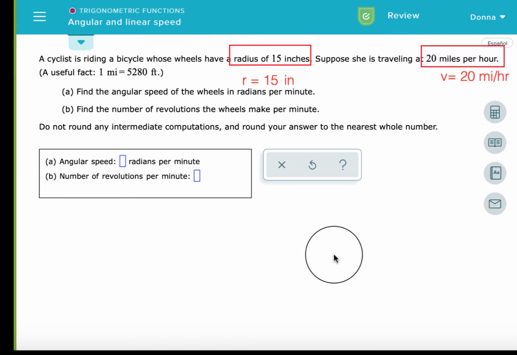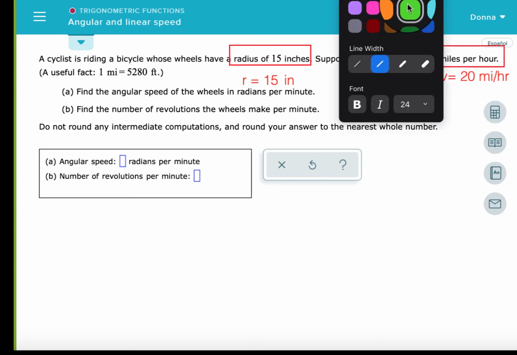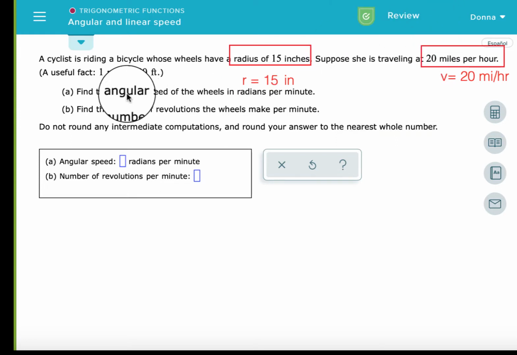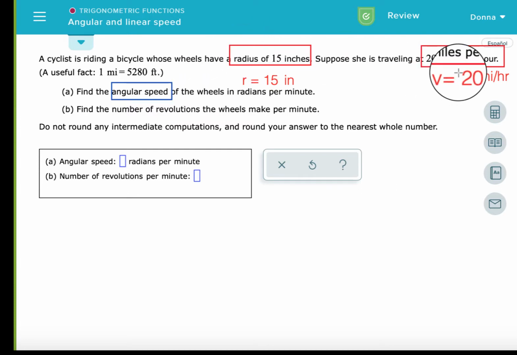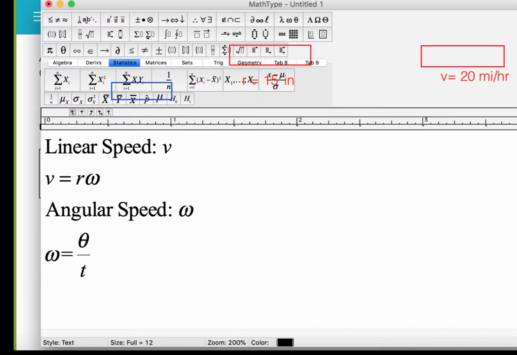So we're going to use the formula that relates v and omega, because in our particular problem, they're asking us to find the angular speed. If they're asking us to find the angular speed, we need a formula that uses what we're trying to find, the angular speed, and what's given, which was the linear speed. So we're going to use the formula v equals r omega. I'll pull that back up.